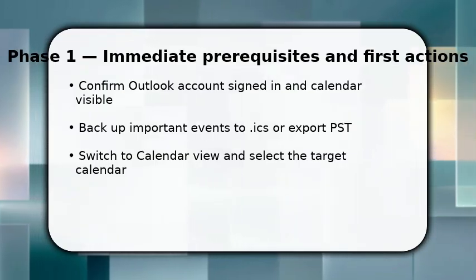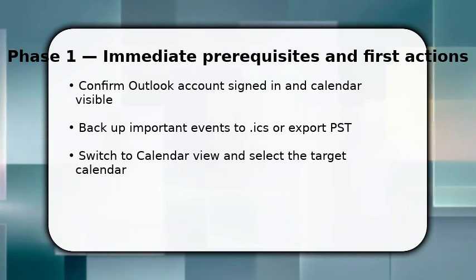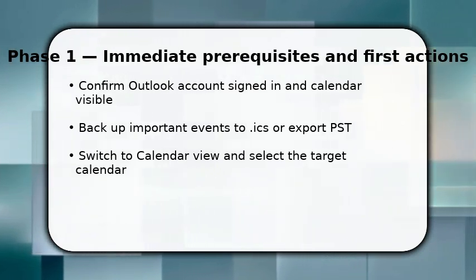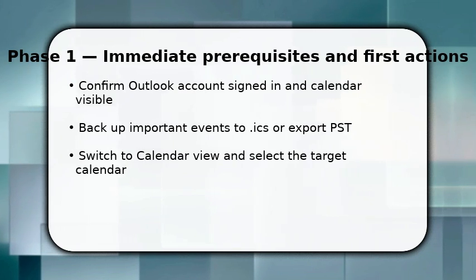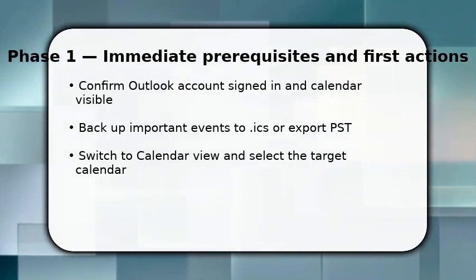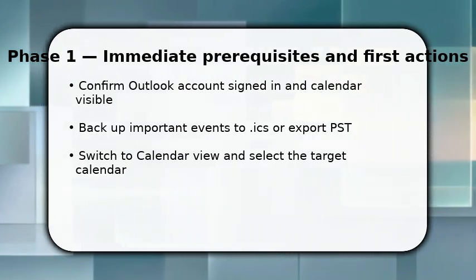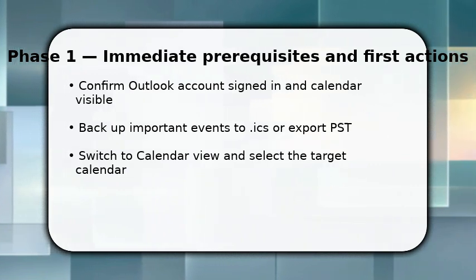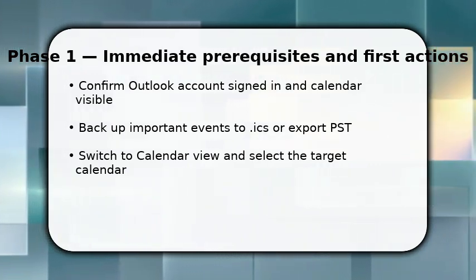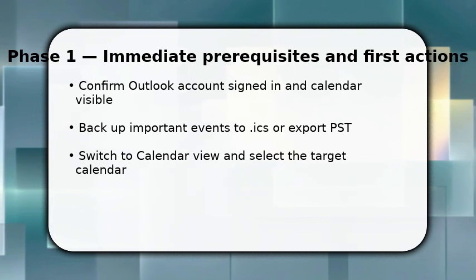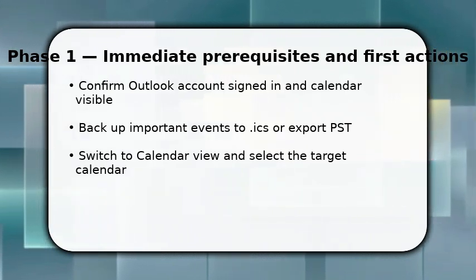You start by opening Outlook and confirming the calendar you want to clear is active. Once done, export or save any events you might need later. This prevents accidental loss. Now switch to Calendar View and make sure the correct calendar is displayed in the left pane. You will use the ribbon and selection tools next, so have that calendar highlighted.